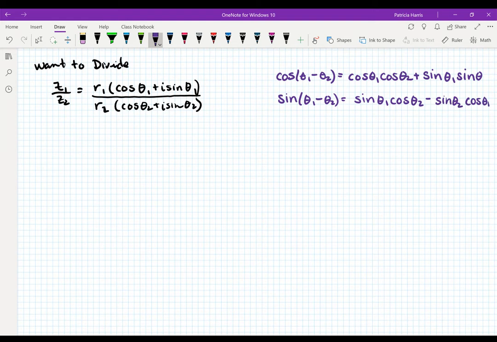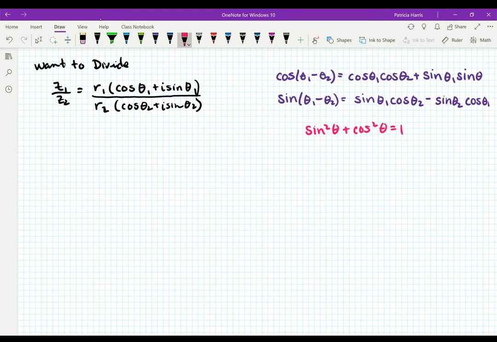Okay, now it's also going to depend on another one. Okay, now you may or may not be familiar with this one. It's called the Pythagorean identity. Basically, it says sine squared theta plus cosine squared theta is equal to 1.